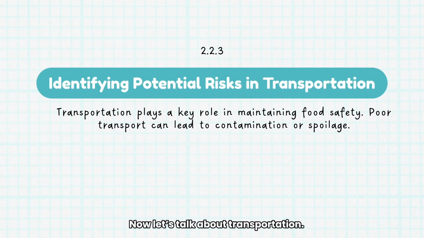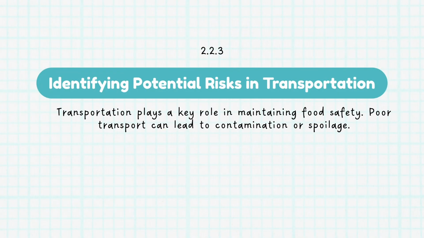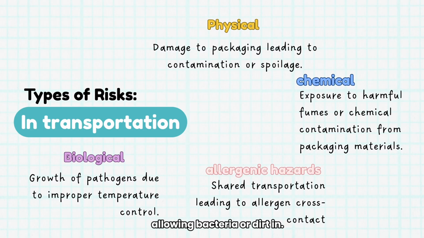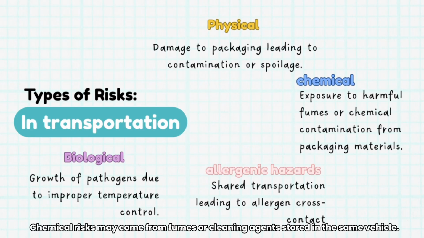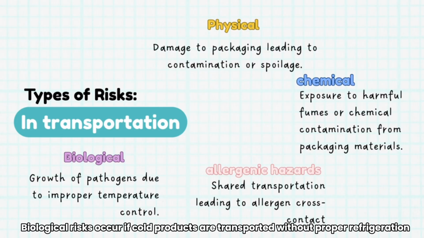Now, let's talk about transportation. It might seem simple, but it plays a big role in food safety. Physical risks can happen if packaging is torn or crushed, allowing bacteria or dirt in. Chemical risks may come from fumes or cleaning agents stored in the same vehicle. For example, if dairy is left in a hot truck, bacteria can grow rapidly. Biological risks occur if cold products are transported without proper refrigeration.